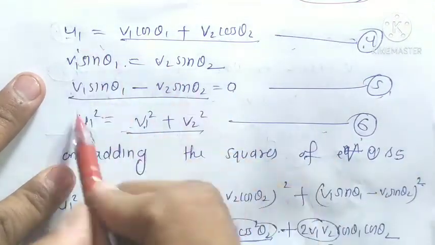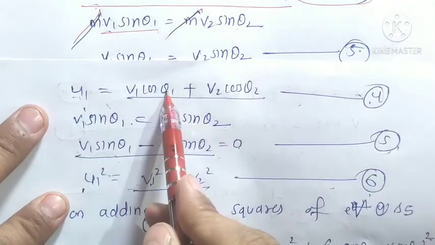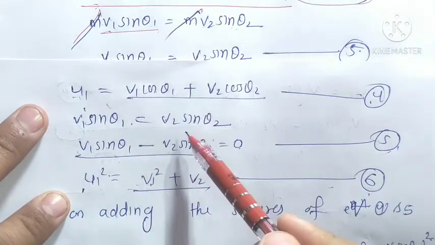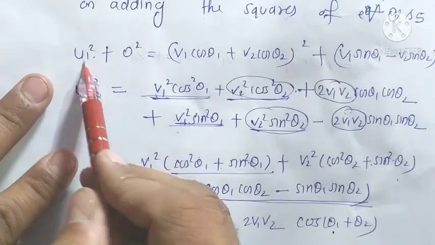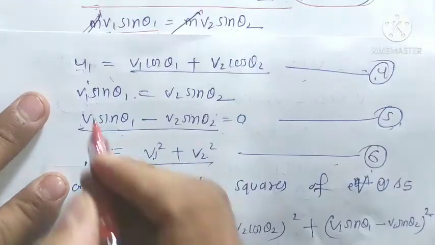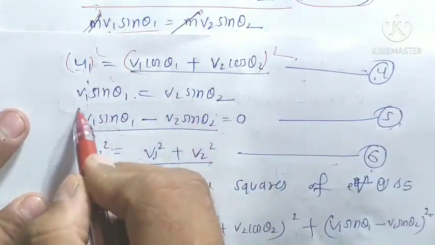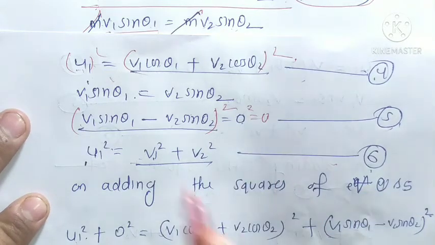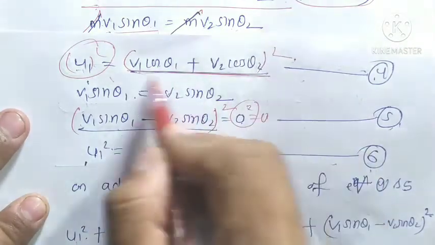After that, we square both sides of equation number 4 and equation number 5, and then we add both equations 4 and 5. So here u1 square, squaring both sides, and the 0 finally becomes 0, so u1 square plus 0 square.